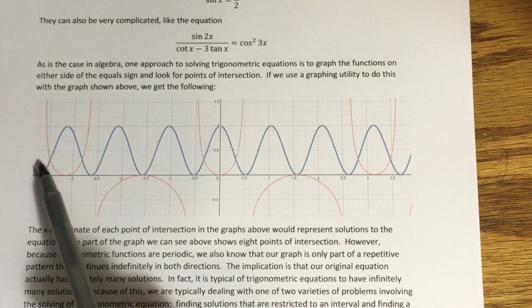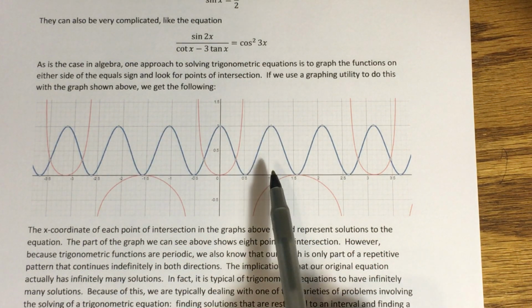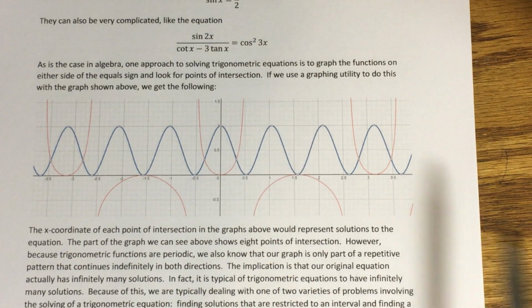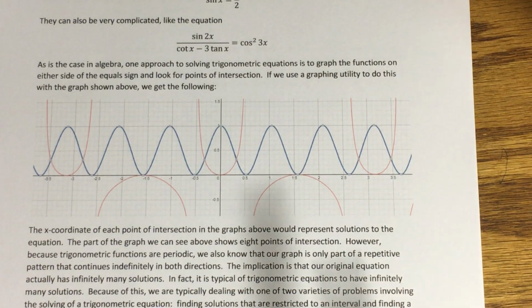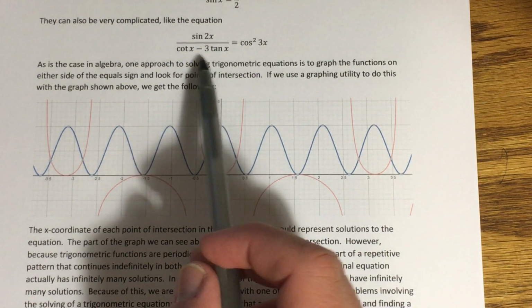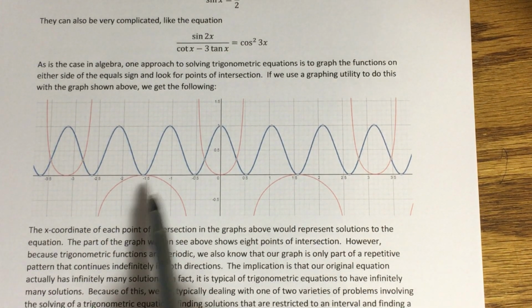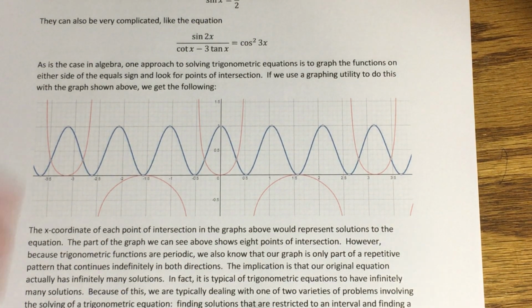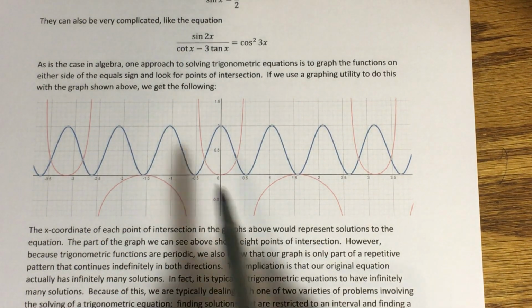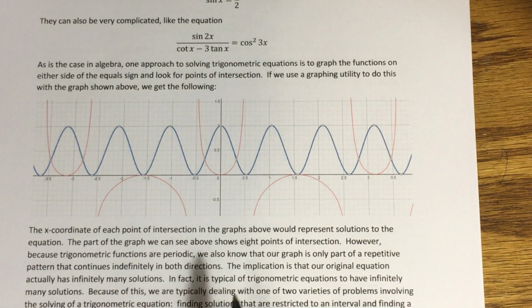Cosine squared of 3x is the blue graph. And this is not something I would ever ask you to graph by hand. I should point that out. Even though we did a lot of graphing in Chapter 8, we never graphed anything that resembled this. So this is something that you would use a graphing utility for, either a graphing calculator or a website like Desmos. That's where I got my graph from.